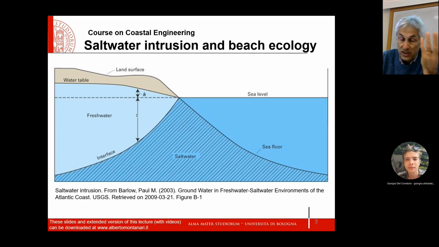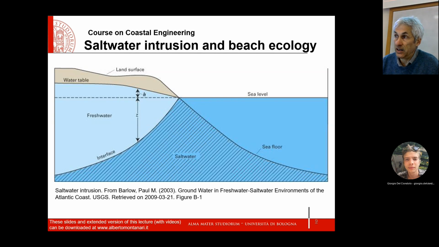And what is the moral of the story? If for some reason you have a decrease of the freshwater flux from the land, then there is an increase of the extension of the saltwater wedge, which is clearly to be expected. You see the water table here on the left. If the level of the water table decreases, then it means that the fresh water has less energy and therefore loses some ground in this competition.